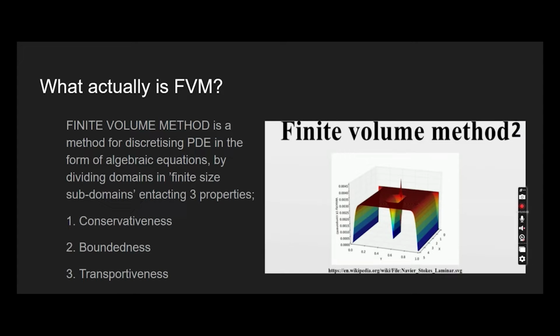So let us first understand what actually FVM is, which stands for finite volume method. As you can see, the finite volume method is a method for discretizing or representing partial differential equations in the form of algebraic equations. And how is it done? By dividing the domain into finite-size subdomains, which basically satisfy three properties. The three properties are conservativeness, boundedness, and lastly transportiveness. We will talk about all these properties in a bit.